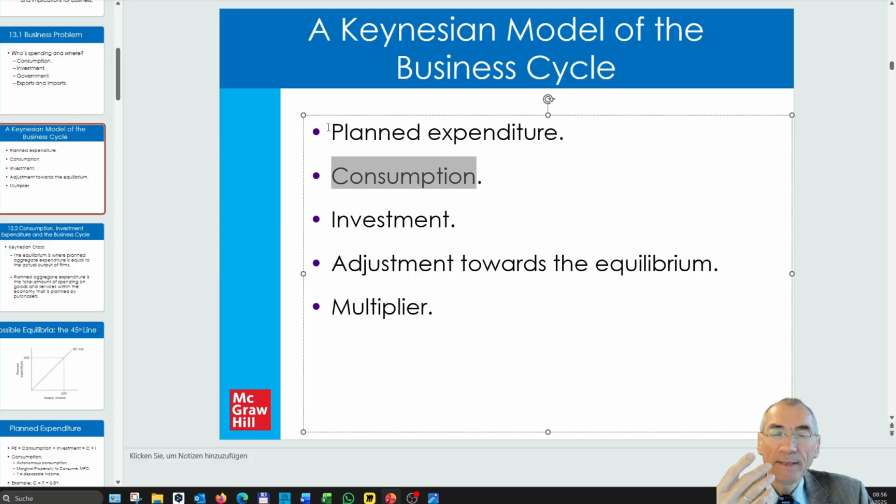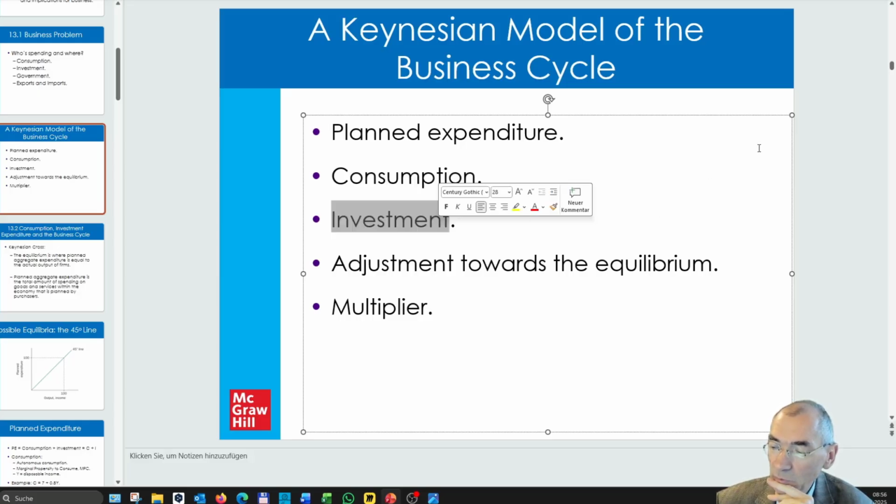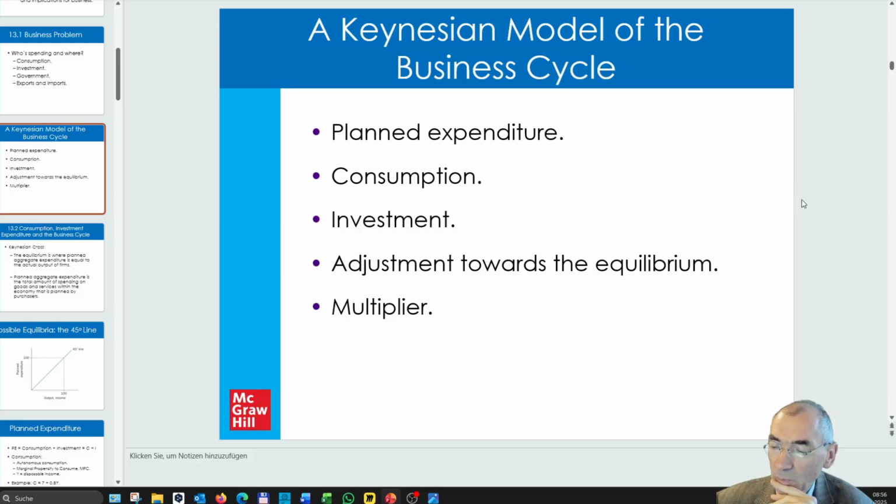What are our plans on an aggregate level? What is it that we want to buy, that we want to consume on the one hand, but also that businesses want to invest? And these together is going to bring us to the multiplier.